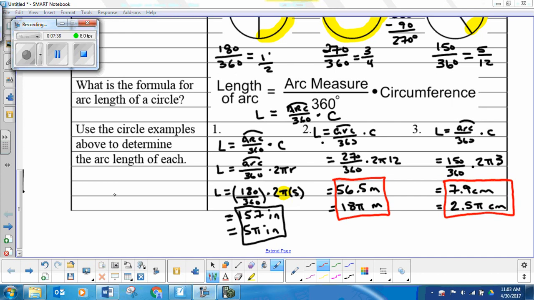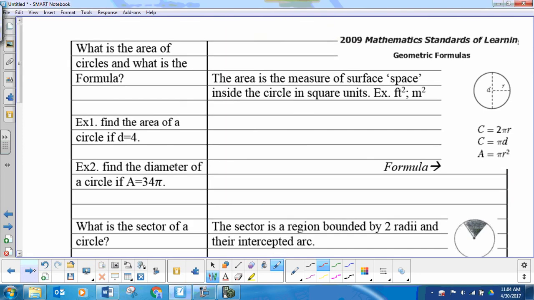All right, and you should have gotten that on number 2, 56.5 meters, or in terms of pi, it would be 18 pi. Again, multiply the 18 and the pi, and you'd come back to 56.5. And then for 3, 7.9. If you have any issues, or if you didn't get those answers, please raise your hand and we'll give you some help. All right, let's turn to the back of the page.